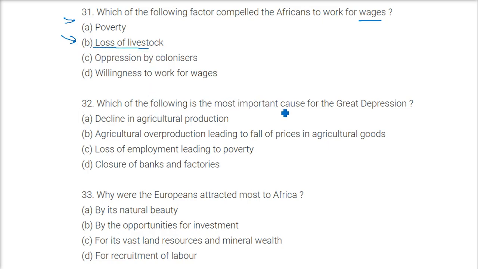Which of the following is the most important cause of Great Depression? As I said, economic slowdown. The answer is agriculture overproduction leading to fall of prices in agricultural goods. Why were the Europeans attracted most to Africa? Anything which gave them the material, the resources, the land, they're happy. So answer here is for the vast land resources and mineral wealth.